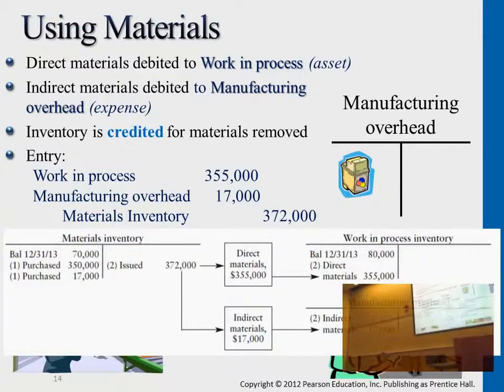Materials inventory is $372,000. Shouldn't you credit that to materials inventory? Yes, we are crediting. Okay, so it's $372,000, 355 of it. Oh, sorry. Yes.